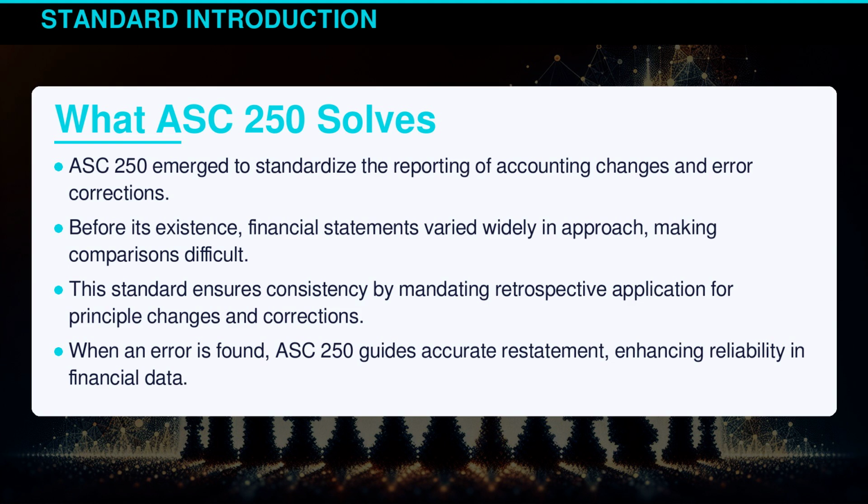ASC 250 emerged to standardize the reporting of accounting changes and error corrections. Before its existence, financial statements varied widely in approach, making comparisons difficult. This standard ensures consistency by mandating retrospective application for principal changes and corrections. When an error is found, ASC 250 guides accurate restatement, enhancing reliability in financial data.